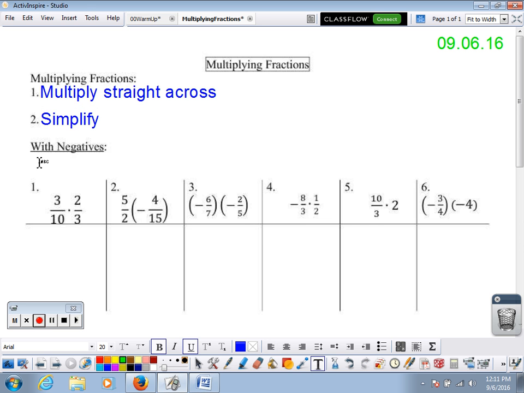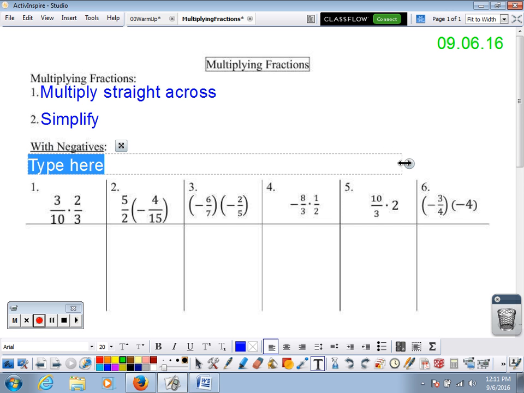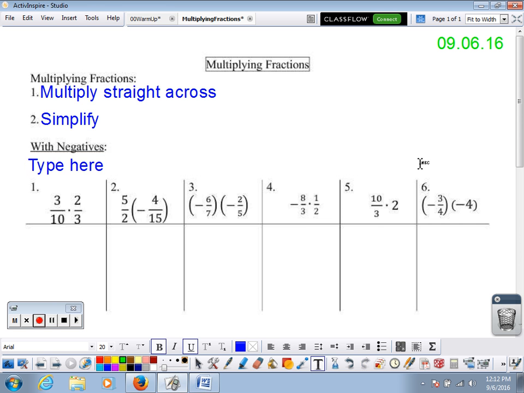Okay, now there is one catch. This year we start talking about negatives. Now, when we were adding and subtracting, what tool did we use to help us with those negatives? To help us know whether the answer was positive or negative? Samir, what did we use? We used the number line. Now, multiplication can be represented on a number line as well. But there's a very, very simple trick that we can use for multiplying with negatives.